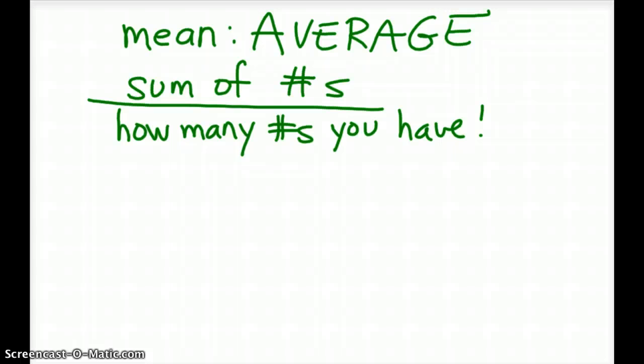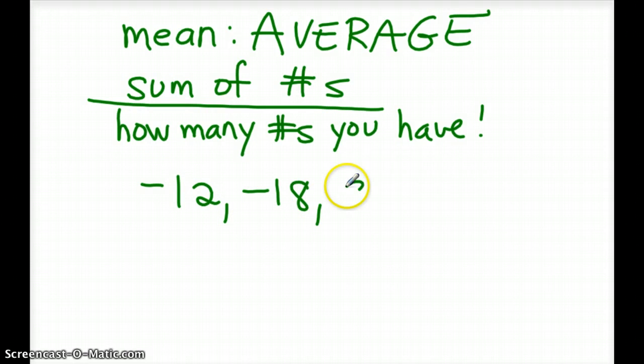So let's say my girlfriend Gianna is going to go on a game show, and she got the following scores, okay? Negative 12, negative 18. She didn't do so good in the beginning. 3, negative 7, negative 3, and 1.